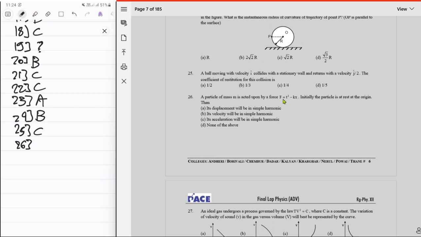Oh, understood. Simple harmonic doesn't look like that though. Okay, its velocity will be simple harmonic. Its acceleration will be simple harmonic. Oh yeah. Okay. Wait.